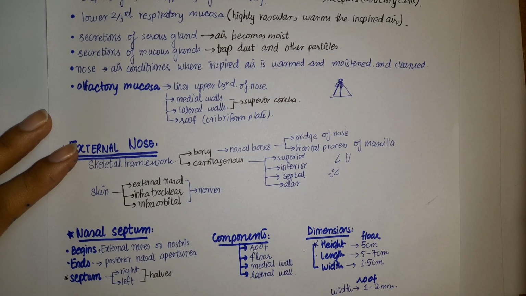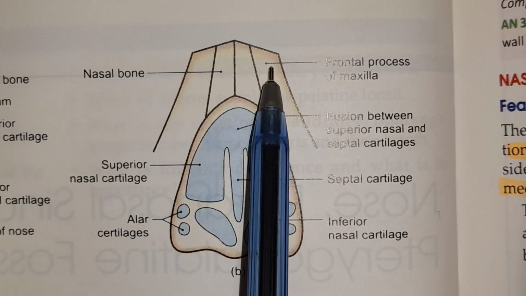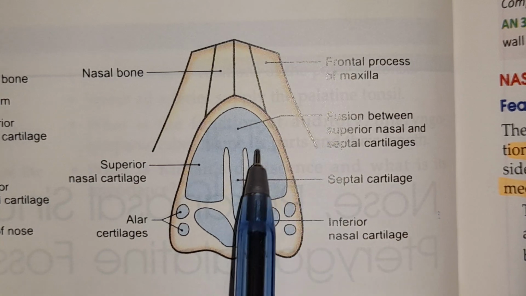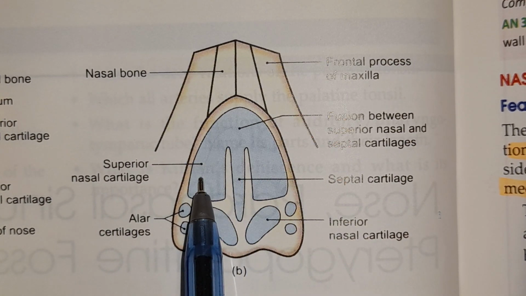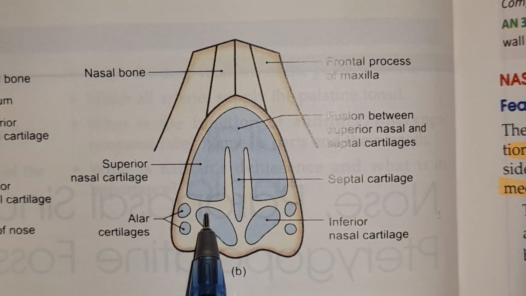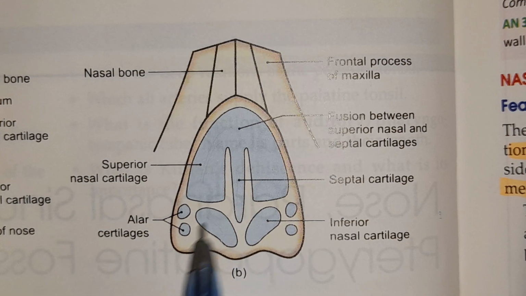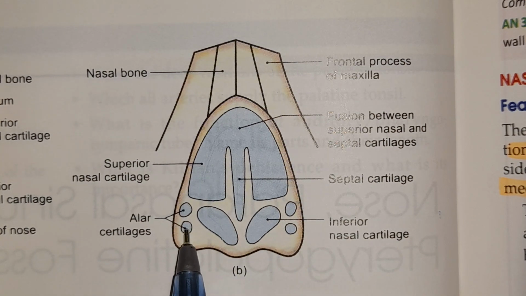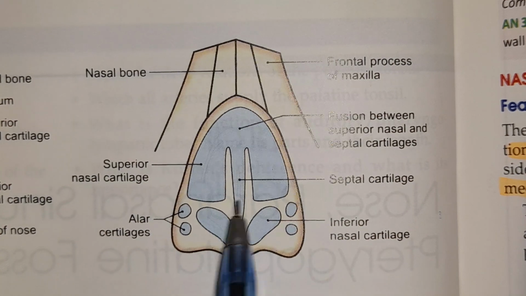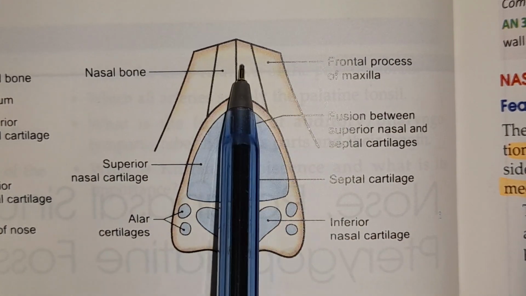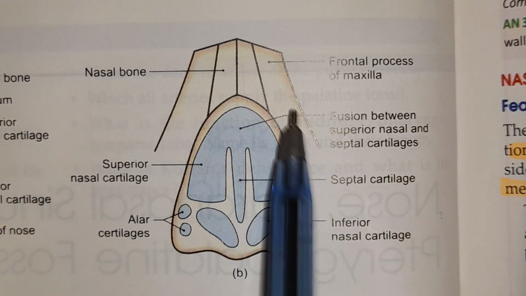Let me show that to you. First of all, you can see the bony process, which is formed by the nasal bone and frontal process of the maxilla. Then we have the cartilaginous portion, which is formed by the superior nasal cartilage. This one is the inferior nasal cartilage. The one in the middle is known as the septal cartilage, and the one on the sides is known as the alar cartilage. So superior cartilage, inferior cartilage, septal cartilage, and alar cartilages. And the bony portion, the nasal bone, forms the bridge of the nose, and also the frontal process of maxilla.